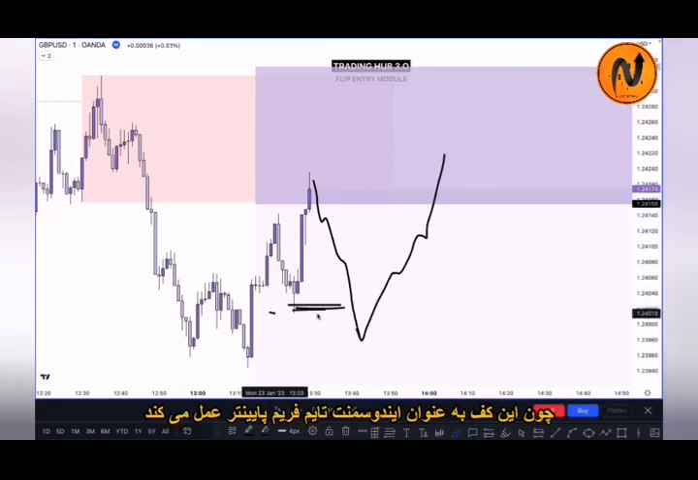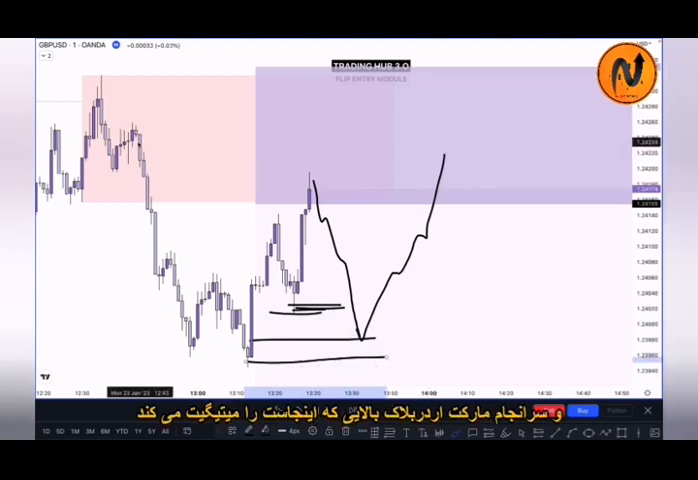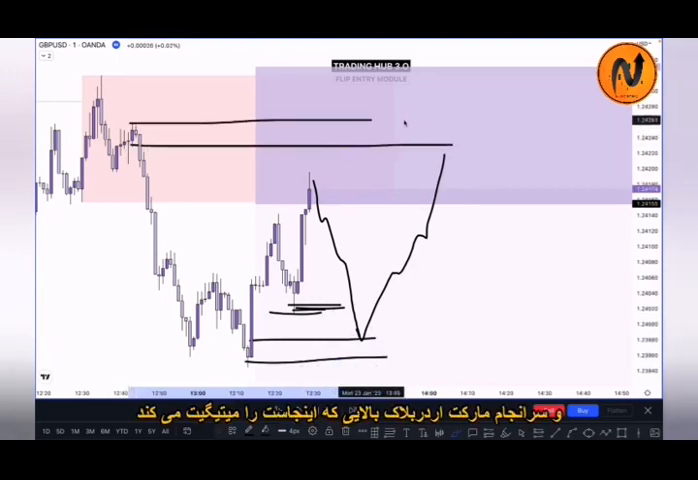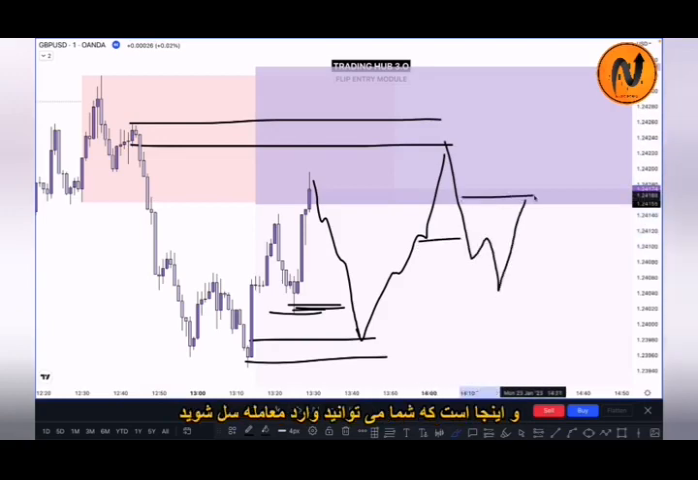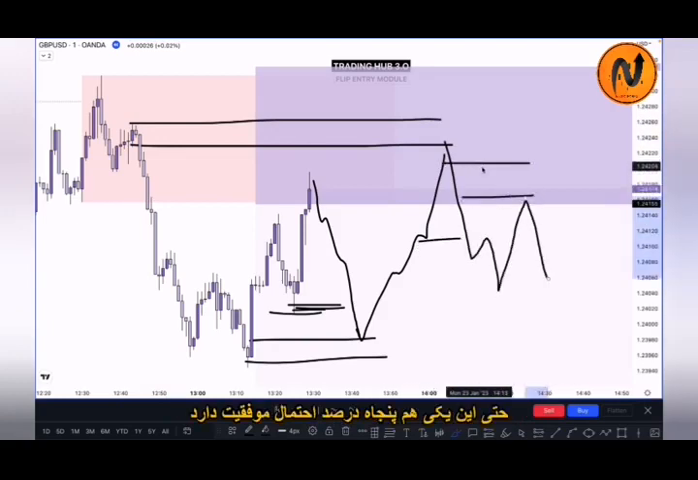Why? Because this low acts like an inducement in a lower time frame, and the market continues to go higher, and finally the market mitigates your order block here, and then the market breaks this low, and now at this time you can take entry here for the sell. Even this one is only a 50% probability, but it is our high probability compared to the first one.